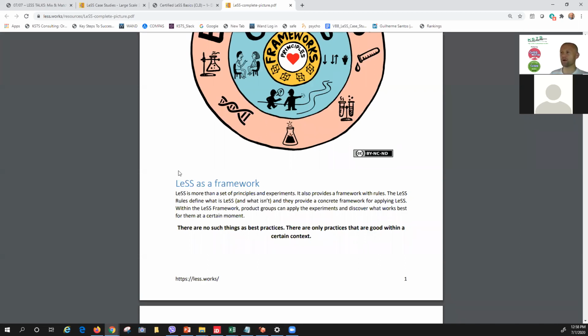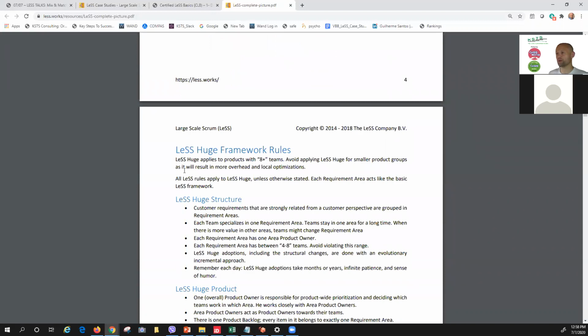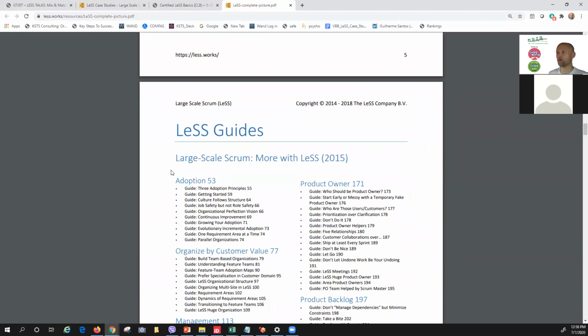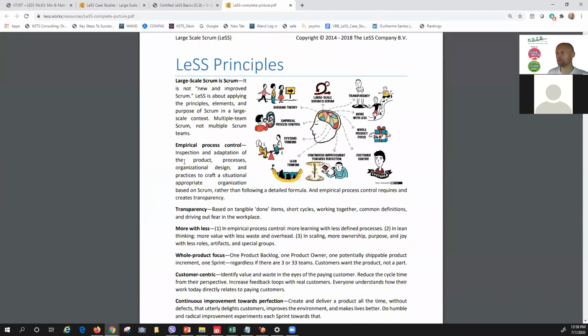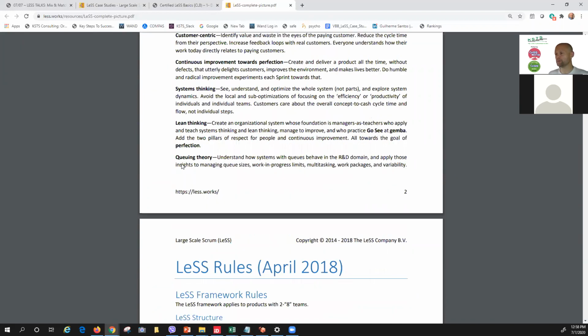Now, the reason why I fired up this slide is because if we actually go to large scale Scrum rules, we consider them hard rules. You have to do these in order for this to be called large scale Scrum. Otherwise, it's something else. Let me just, what am I looking at?